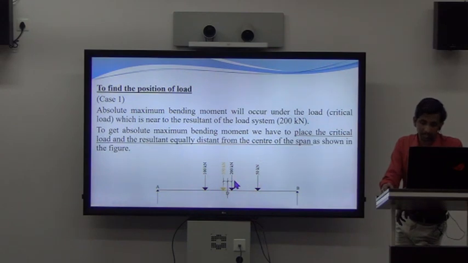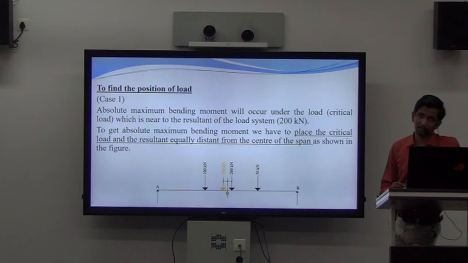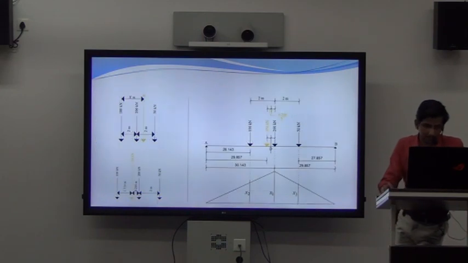If you see this, our three loads are there. Then I have also shown the resultant, that is 350 kilonewton, and right now what we have to do is ensure that this mid span or this point is at the exact center of this distance. So basically this 350 kilonewton and 200 kilonewton must be kept at equal distance to the left and right of the midspan. That is what we have to ensure in order to get the absolute maximum bending moment. So now let's see that.